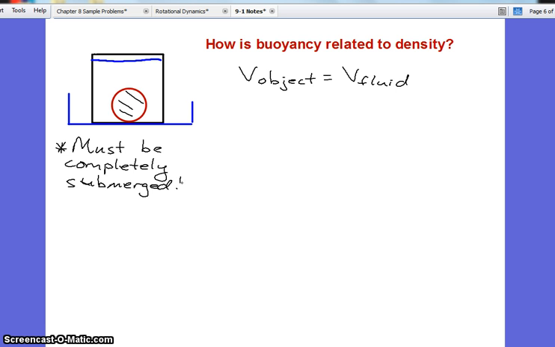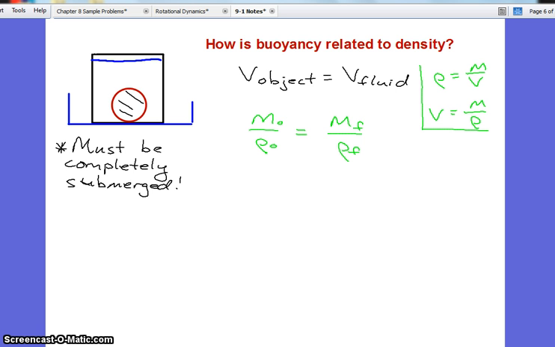Now, what we want to do here is we're going to look at our equation for density, which is mass over volume, and rearrange this to be that volume is mass over density. And so we will replace this volume with mass over density for the object, so O for the object, and F for the fluid.